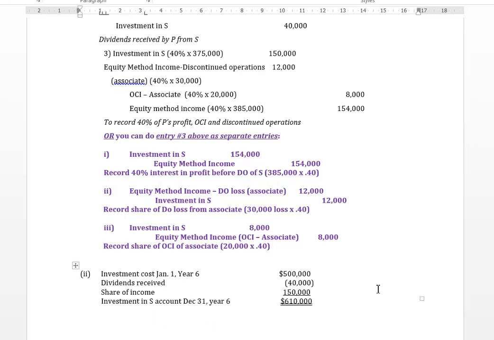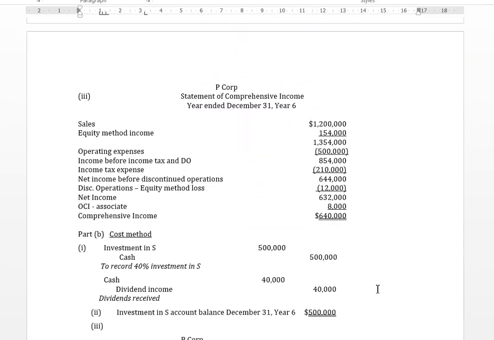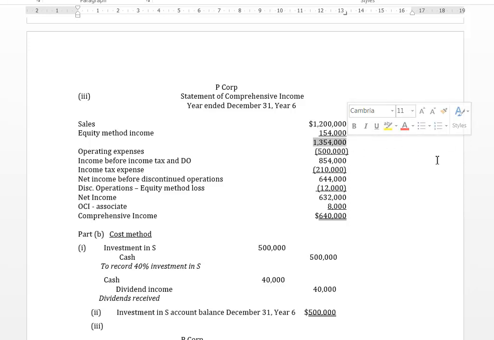That's right here. Okay? Now, if we have to do the statement of comprehensive income, and I'm calling it the statement of comprehensive income because there is some OCI in here, right? We're going to record our equity method income, which is based on the profit before the DO and before the OCI of 154,000, and add it to sales to come up with our revenues here of 1,354,000. Now, some of you may be asking, why do I have to separate out that 154 from my share of the DO and my share of the OCI unrealized gain?